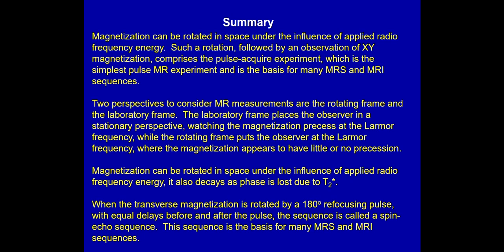This rotation is followed by an observation of XY magnetization, and that's all you do: rotate and then see what's in the XY plane. That's called a pulse acquire experiment. That's the simplest NMR experiment, and it's the basis for a lot of spectroscopy and MRI sequences. Then we talked a little bit about the rotating frame, which is where almost everything that you will read about is presented. They usually won't say it because it's so common.